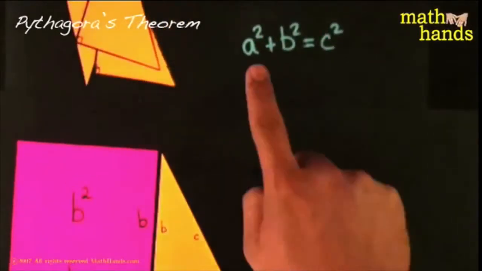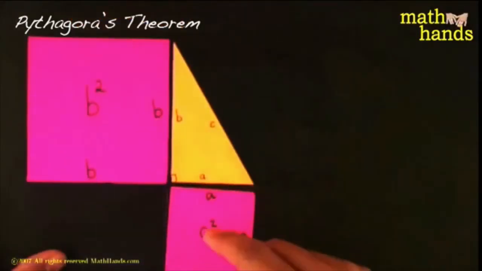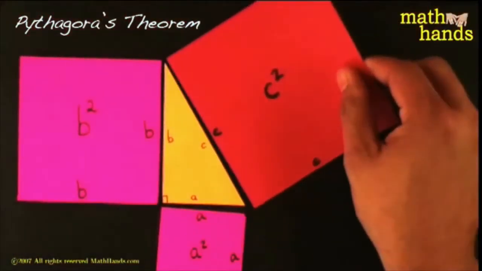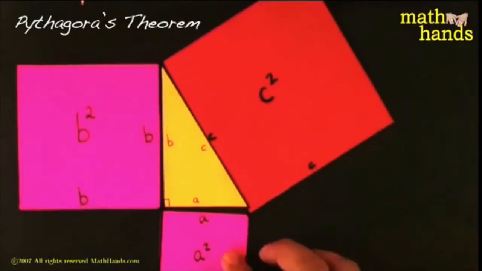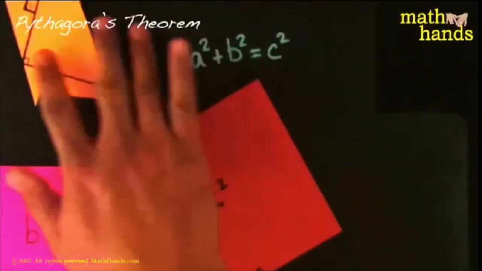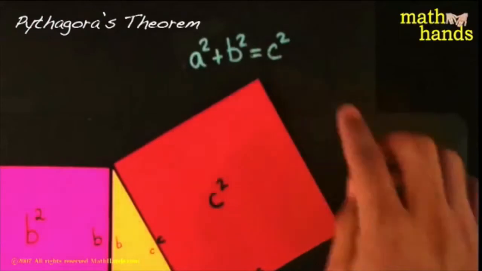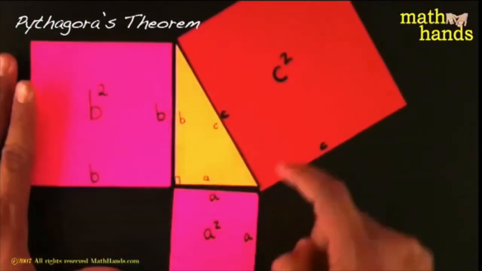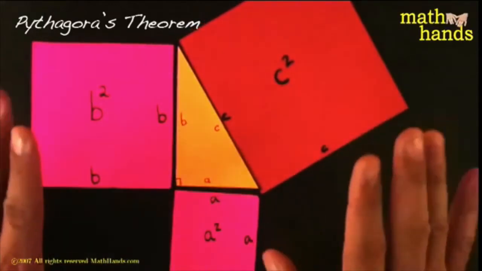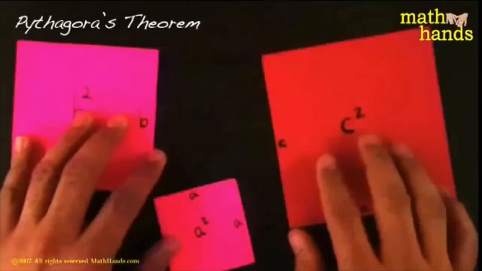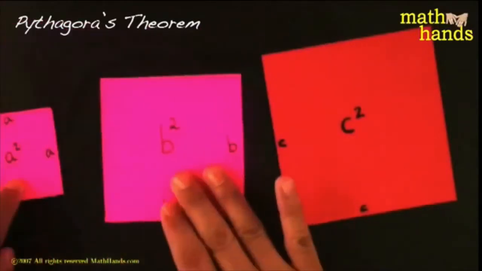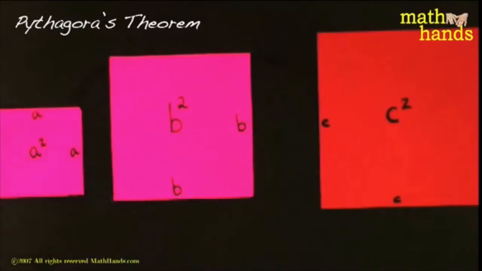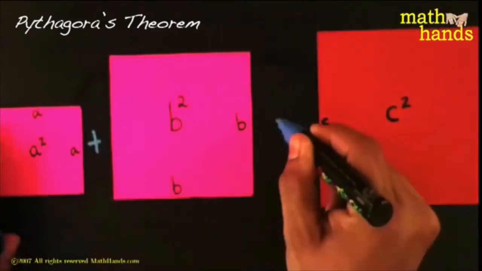What does it mean when people say A squared plus B squared equals C squared? It means that if you add these two areas, you get the same as C squared. In other words, we're saying that the sum of these pink areas, the A squared plus the B squared, is the same as that. This one plus that one is equal to that one.